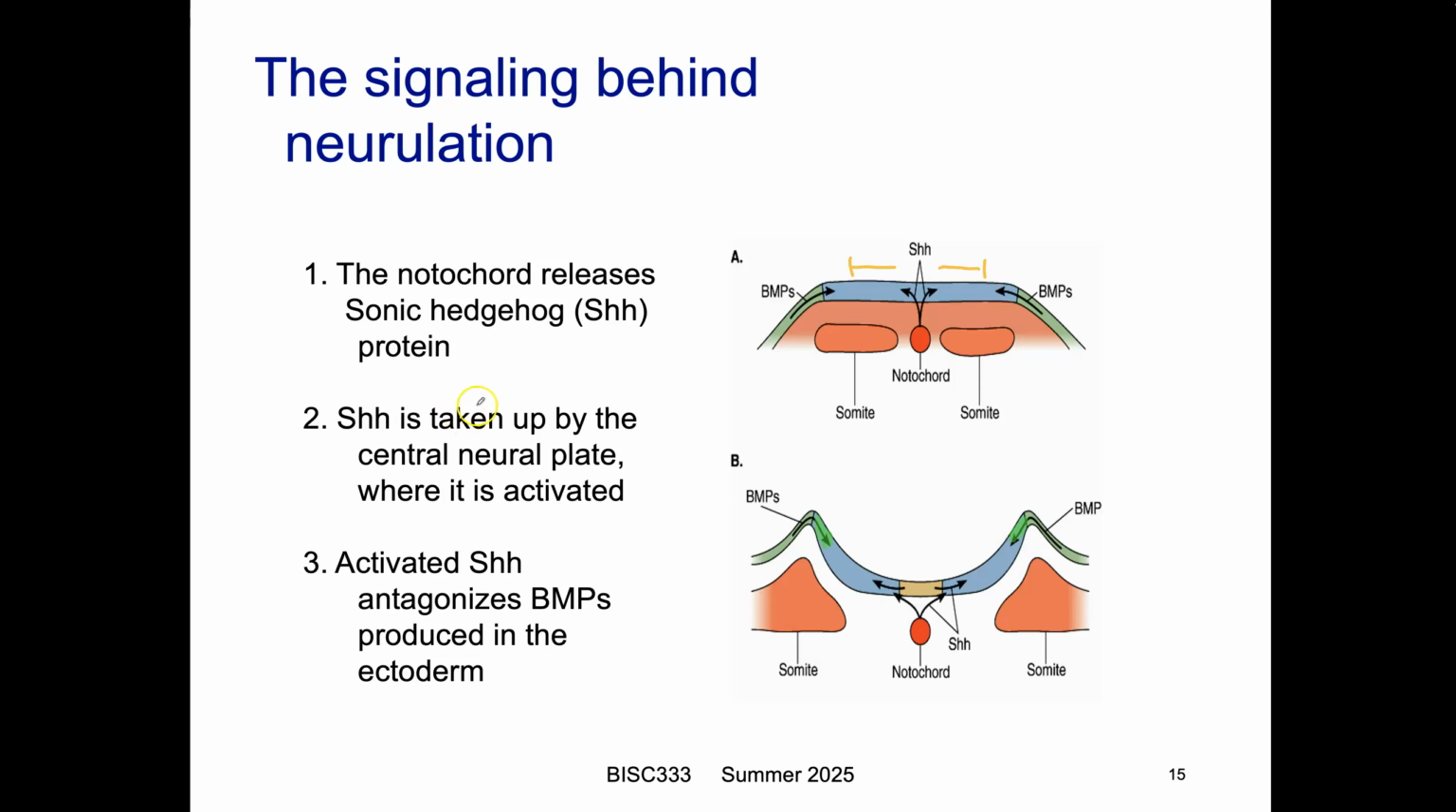So what are the signals? It turns out that our friend Sonic Hedgehog, which we've been talking about before, Sonic Hedgehog is one of the signals, and it's probably the most important.